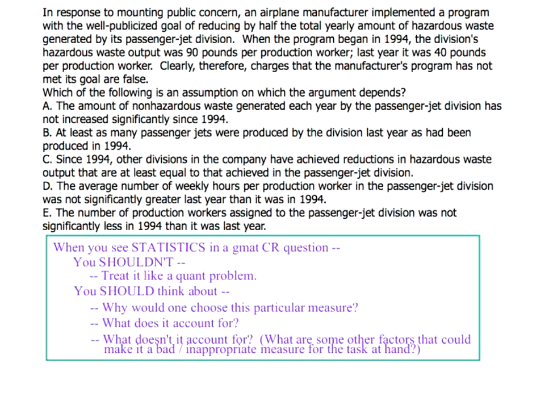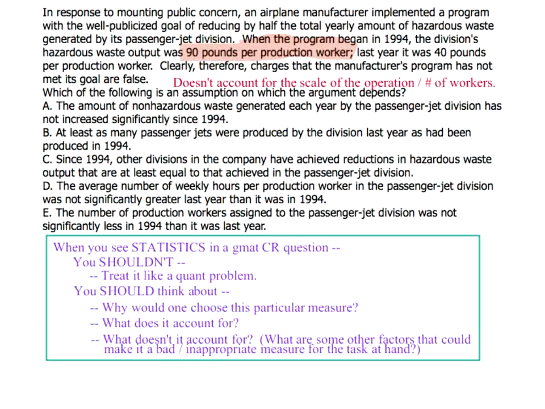So let's think about this. The hazardous waste output is 90 pounds per production worker. Yeah, right, it's Jeremy number 2. When you see pounds per production worker, the point is that it doesn't depend on how many workers are there. This doesn't depend on the scale of the operation or the number of workers.